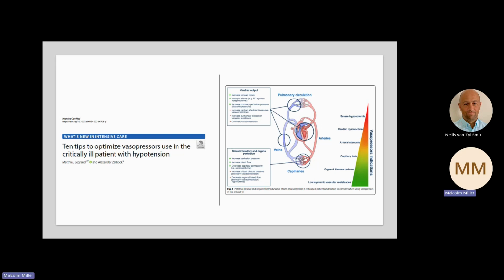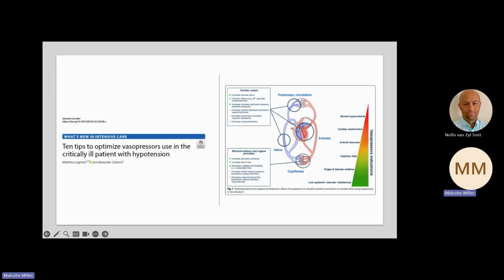I'm going to leave you with 10 tips to optimize vasopressor use in critically ill patients, and it's really to look at risk benefit and to try and optimize the circulation. Obviously, we don't want to be using vasopressors when we've got severe hypovolemia. But we definitely want to ensure that we don't tolerate prolonged periods of hypotension.